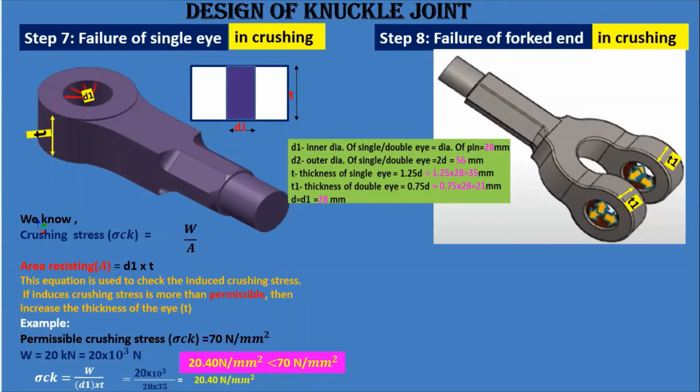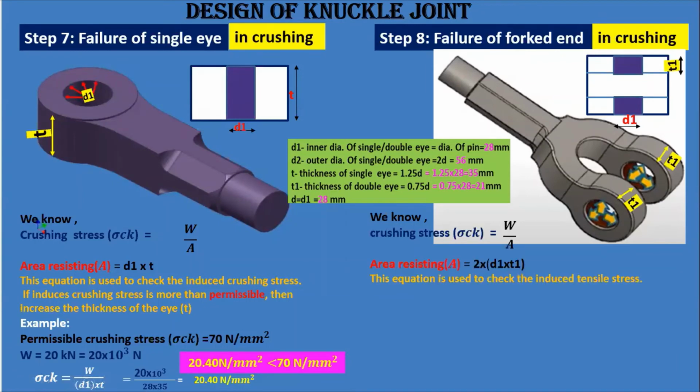Now in the double eye, the crushing is again on the inner side. Here I will show you the 2D of this. You can see where the crushing area is. This here, D1, is your crushing area, and T1 is the thickness of that double eye. On that particular region, the resisting area will be given as 2 into D1 into T1. Why is it 2? Because there are 2 eyes here, that's why we multiply by 2, because we are getting 2 areas.